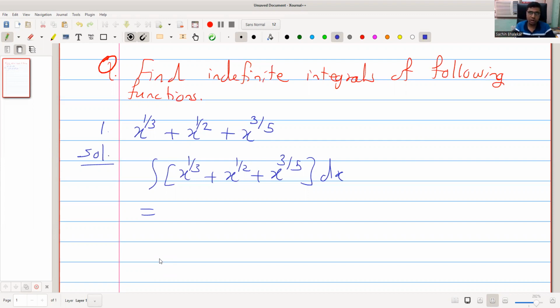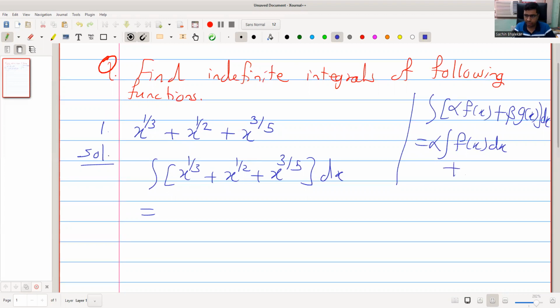In fact, if there is a constant, then we can write, say, integral alpha f of x. You must be aware of this rule. Integral alpha f of x plus beta g of x dx is equal to alpha integral f of x dx plus beta integral g of x dx. Okay. So this is what we are using here.